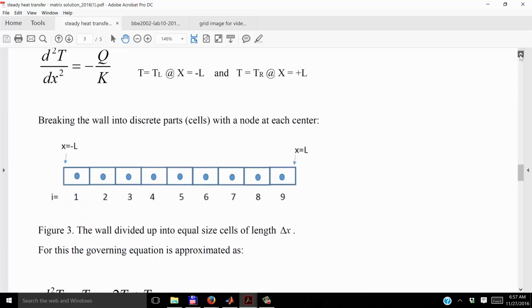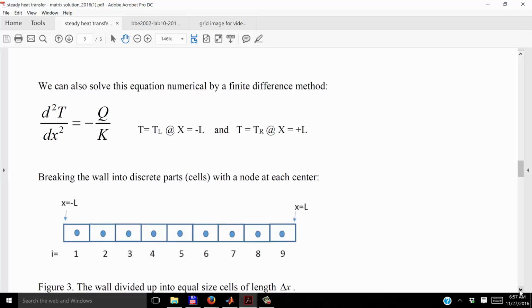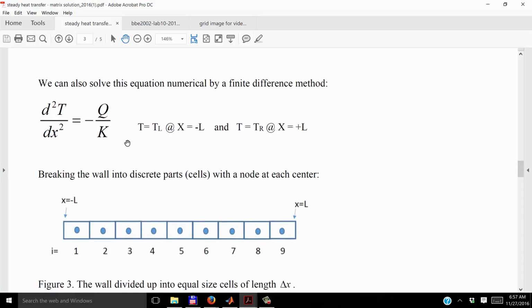So solving this with the matrix method, what I just showed was the analytical solution, basically integrating the equation twice. But instead of integrating it analytically, we solve it numerically by converting this equation into a set of algebraic equations. And here I show the case where the wall is divided into 9 equal grid cells. But we could use as many as you like. There's a minimum number that's required, but we could have 10,000 grid cells.